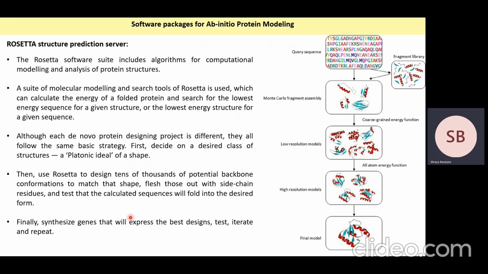Finally, synthesize the genes that will best express that particular structure and, using the results of the initial analysis, predict a better structure and continue this Rosetta design process. So the results of the initial prediction will help improve the results of the next prediction and so on.